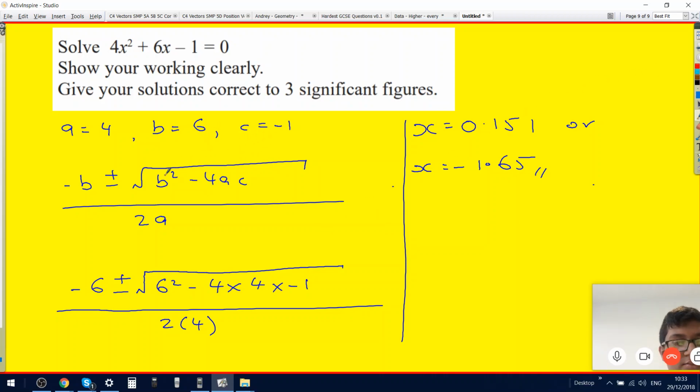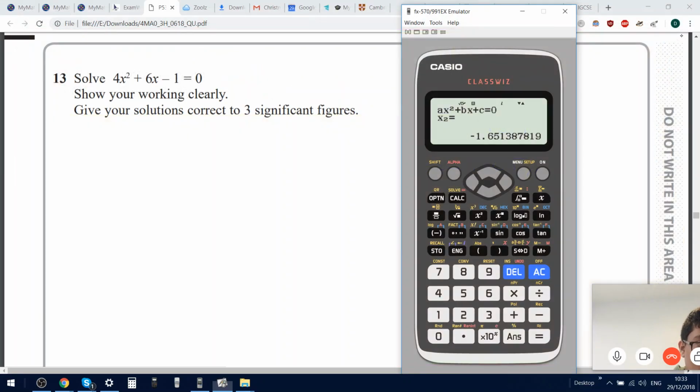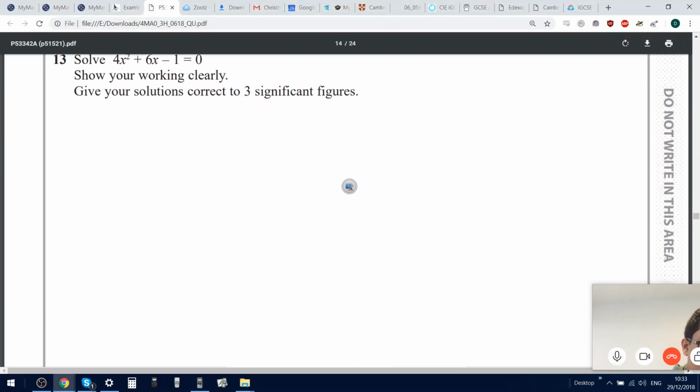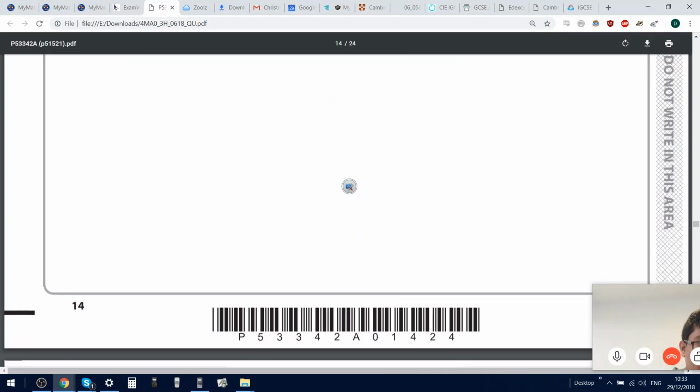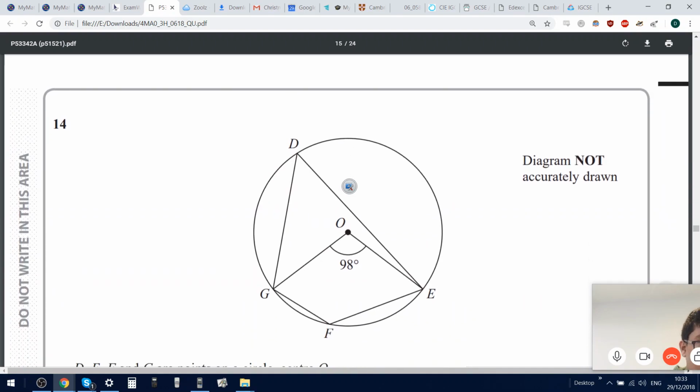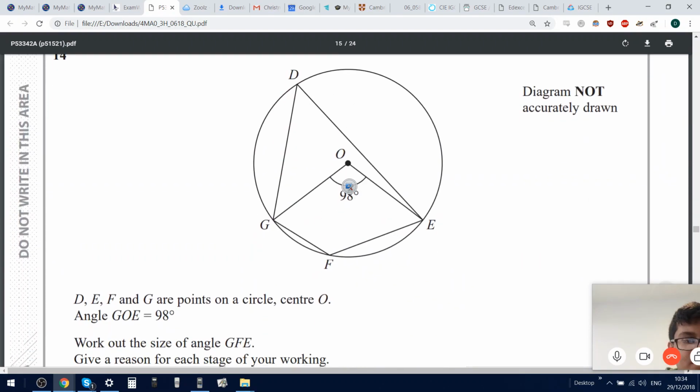So this part is the method mark. So you have the formula, then subbing the numbers into the formula, and that's an accuracy mark. That's an accuracy mark, and I don't know how many marks it is in total. So 3 marks. So that's what the 3 marks are for. You don't get any mark for doing 6 squared. Just get the marks.